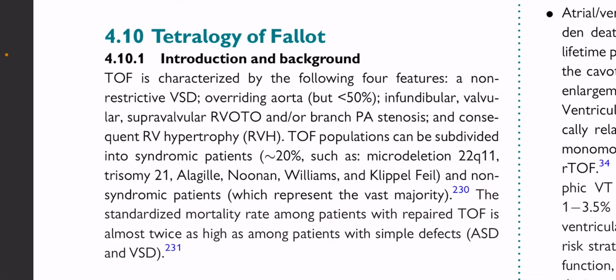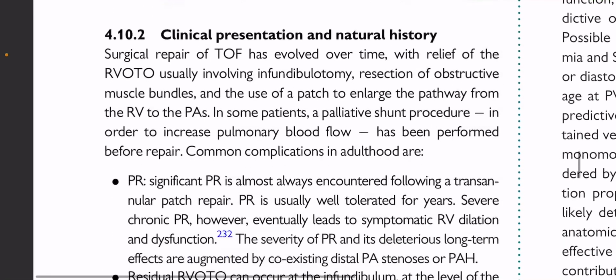TOF populations can be subdivided into syndromic patients, 20%, such as microdeletion 22q11, trisomy 21, Alagille, Noonan, Williams, and Klippel-Feil, and non-syndromic patients, which represent the vast majority. The standardized mortality rate among patients with repaired TOF is almost twice as high as among patients with simple defects, ASD and VSD. Now, clinical presentation and natural history.